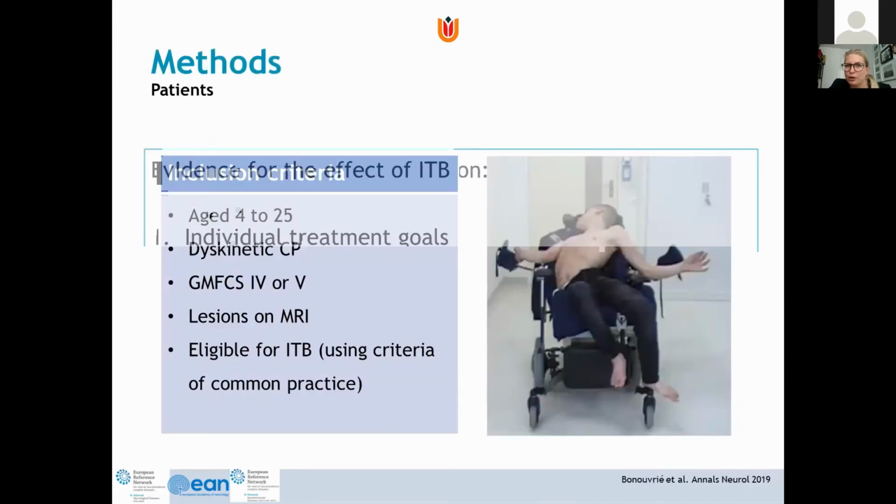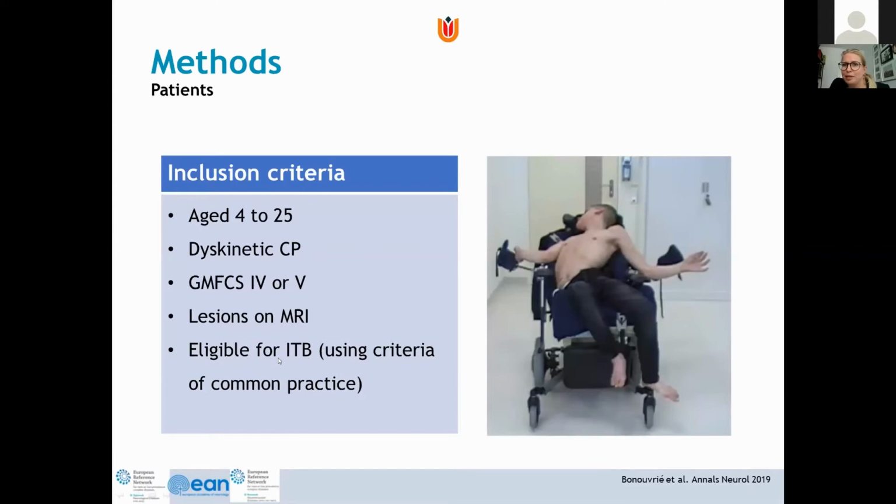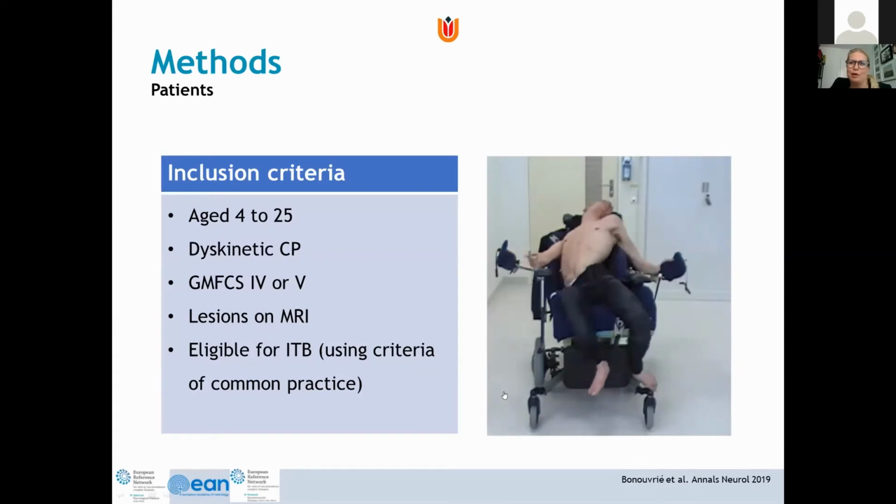Patients who were between 4 and 25 years old with the dyskinetic form of CP and GMFCS level 4 or 5, so they had to be dependent on a wheelchair for mobilization, who also had lesions on their MRI explaining the dyskinesia, were included in our study if they were eligible for ITB. And in this video you see a patient, yes, it works, who is a typical example of patients that were included in our trial.